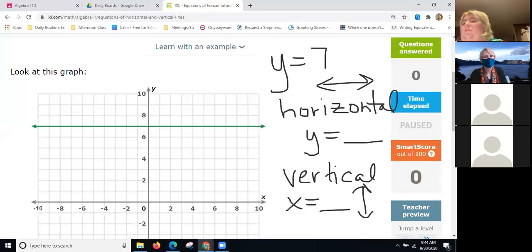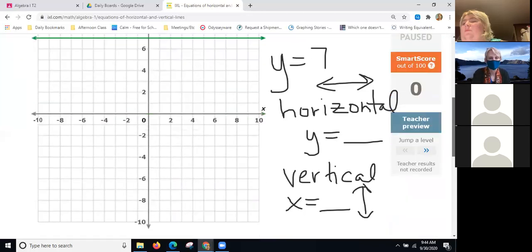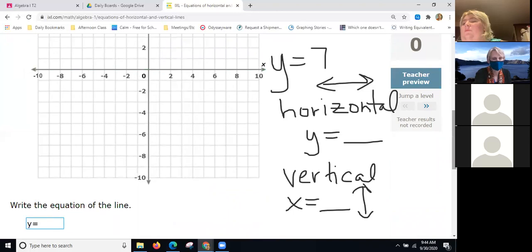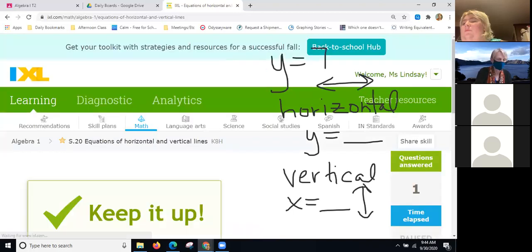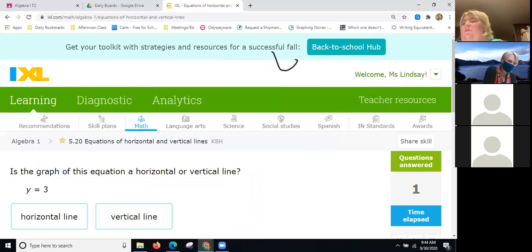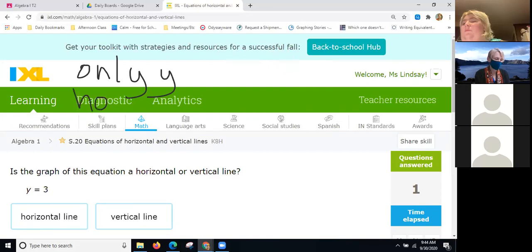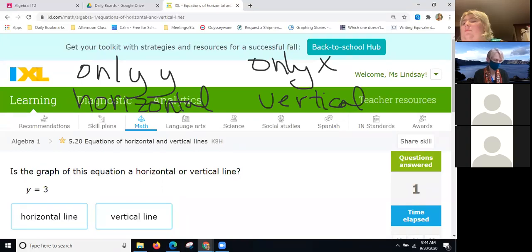So this answer is going to be y equals 7. And that's what I type, y equals 7. Oh, darn. That's not what I was trying to do. So anytime it's only a y, so only y, horizontal. Only x, vertical. So this one is horizontal because it's only a y.